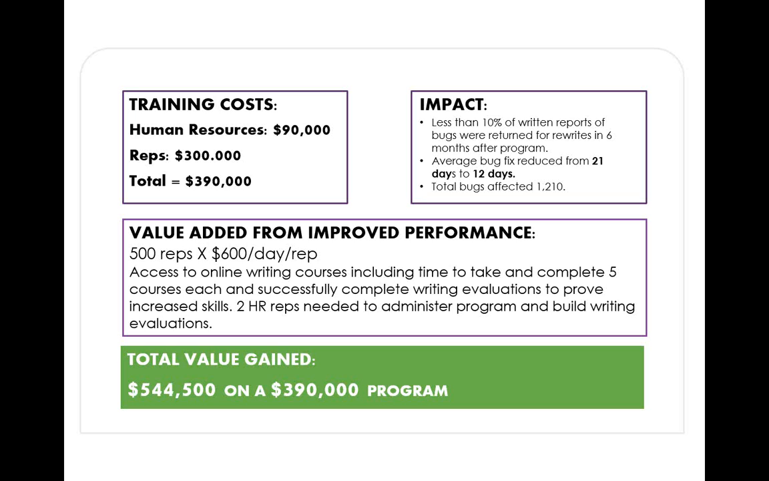The impact of this, less than 10% of written reports are returned for rewrites in 6 months after the program. So the average bug fix was reduced from 21 days. We didn't get our target of 10, but we got it down to 12, and the total number of bugs affected was 1,210. So if we look at this, 500 reps times $600 a day per rep, the total value gained was a little over $500,000, $544,000 on a $390,000 program.